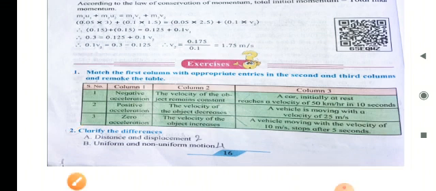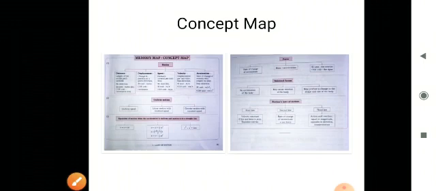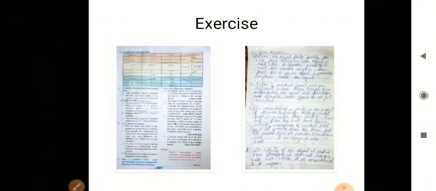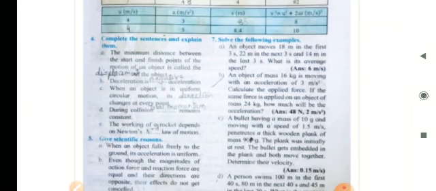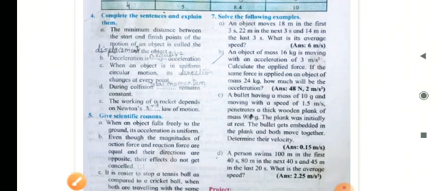Now let us go to the next page of the exercise. Now first let us solve, complete the sentences and explain them. The first one, A, the minimum distance between the start and the finish points of the motion of an object is called the displacement of the object. So you have to explain displacement here.